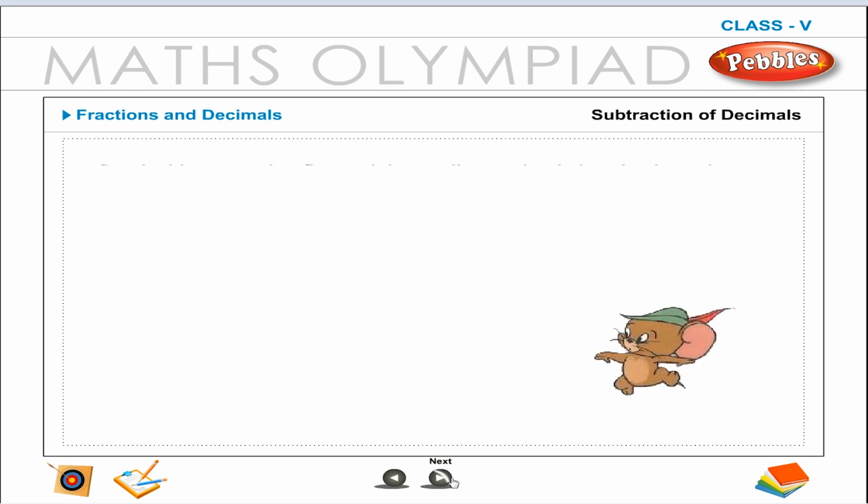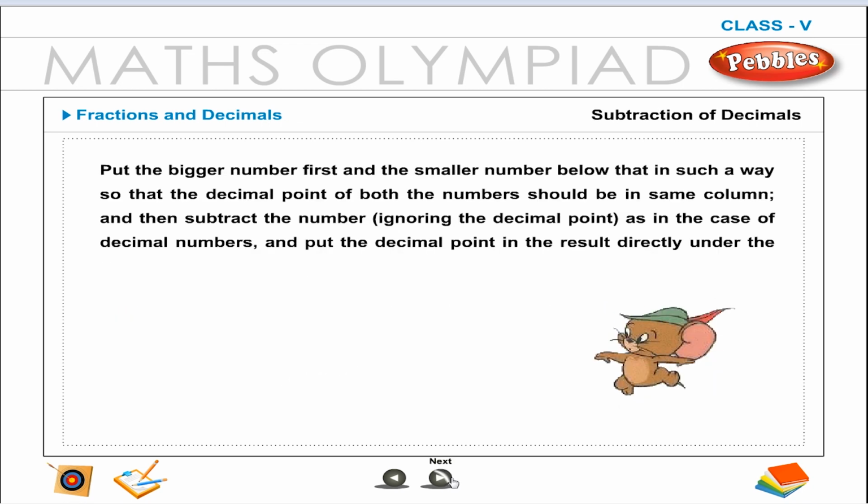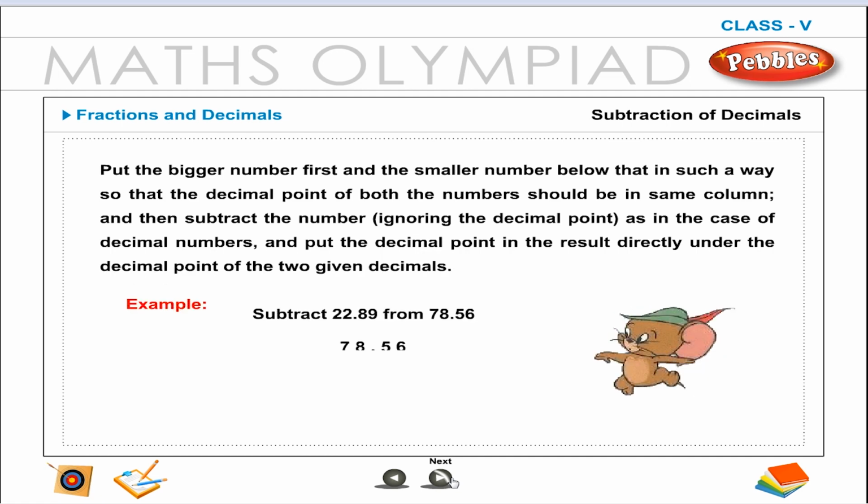Subtraction of decimals. Put the bigger number first and the smaller number below that in such a way that the decimal points of both the numbers are in the same column, and then subtract the numbers, ignoring the decimal point as in the case of whole numbers, and put the decimal point in the result directly under the decimal points of the two given decimals. Example, subtract 22.89 from 78.56.